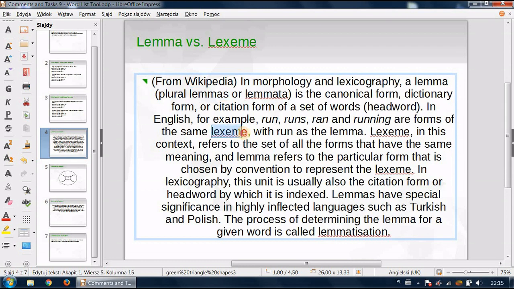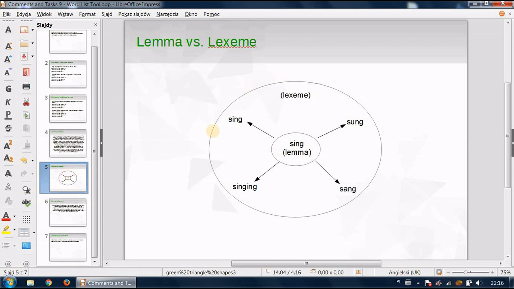Now, already we introduced the new idea called lexeme. I'll show you in a graph what the difference between lexeme and lemma is. They are very frequently used interchangeably, meaning the same idea of all inflectional forms of a given word. But lexeme sometimes, by some linguists, is distinguished from lemma, and in this context refers to the set of all the forms that have the same meaning, and lemma refers to the particular form that is chosen by convention to represent the lexeme. So if you want the difference, here it is.